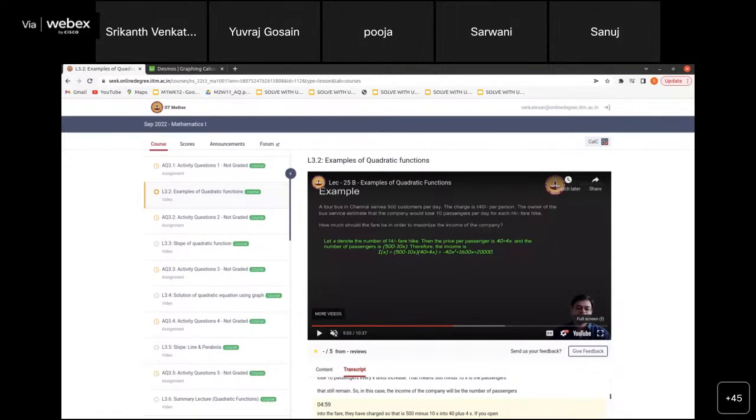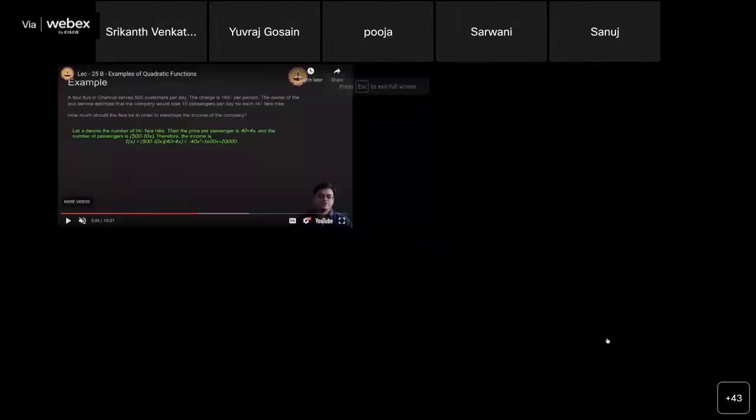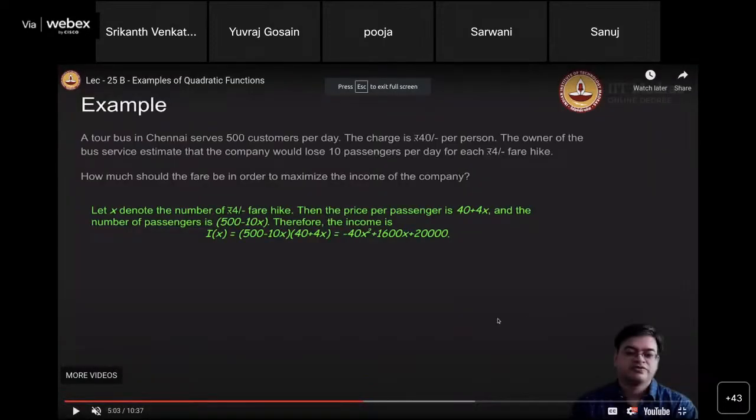So the income equation will be: the price per passenger, which is 40 plus 4x, and the number of passengers, which is 500 minus 10x. So the income will be the price per passenger times the number of passengers, 500 minus 10x. This is what the income equation will be. If you expand it, that is how it will be. I am still sharing the screen, I hope. So this is what the equation will be.